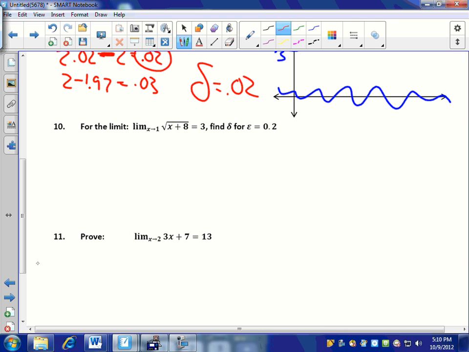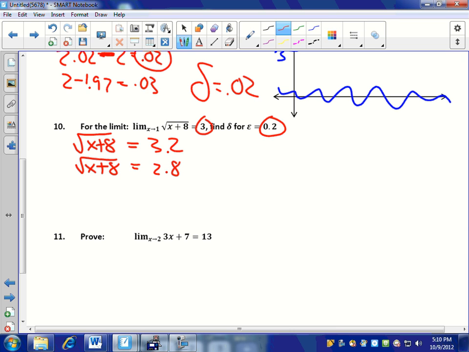I didn't give you room for number 10 to basically be able to set it up. But the whole idea is you need an upper bound and a lower bound. So if your epsilon is 0.2 and the limit is 3, then the upper bound is 3.2 and the lower bound is 2.8. So I set my function equal to that. Square root of x plus 8 is equal to that.